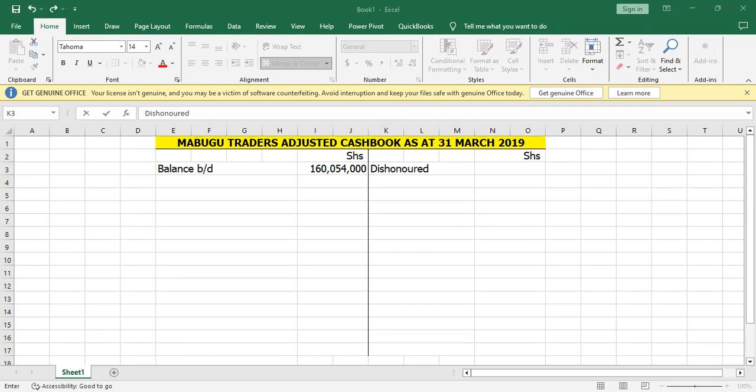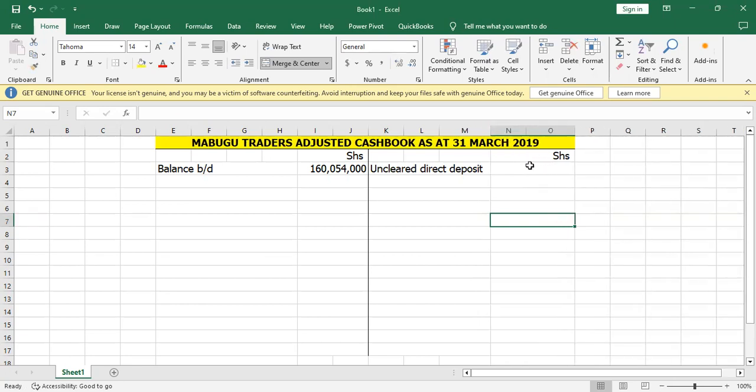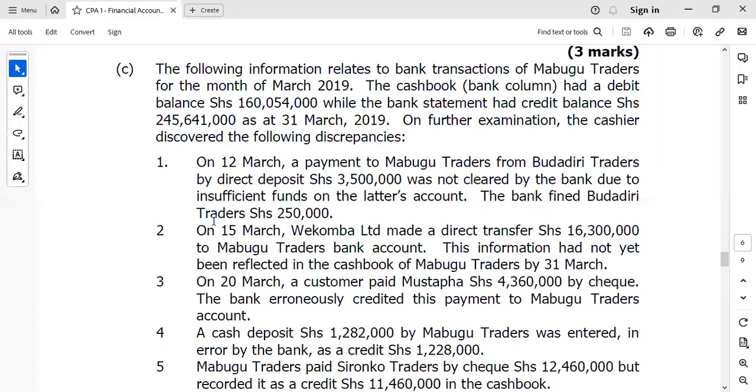I can use uncleared direct deposit. I think it's the right one. Or dishonored, but of course they're not talking about a check. Okay, uncleared direct deposit. That was of how much? That was of 3.5. Then we move to note 2.